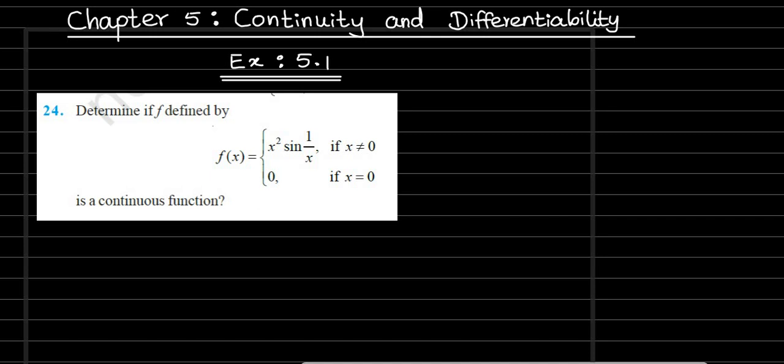In this video, we are going to see the CBSE Maths Grade 12 Chapter 5, Continuity and Differentiability, Exercise 5.1, 24th sum. Already in the last videos, I have uploaded the solutions till the 23rd sum, so please do check it. Now we can start with the 24th sum.